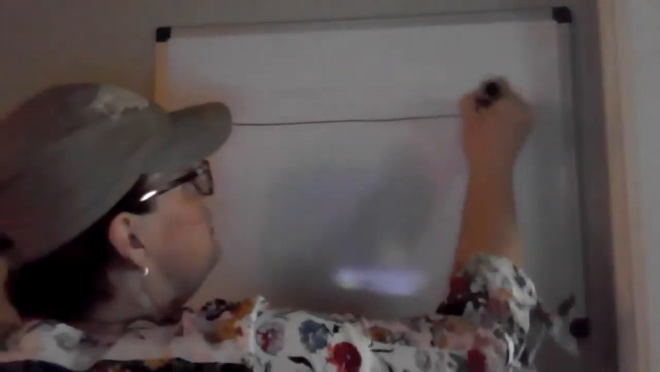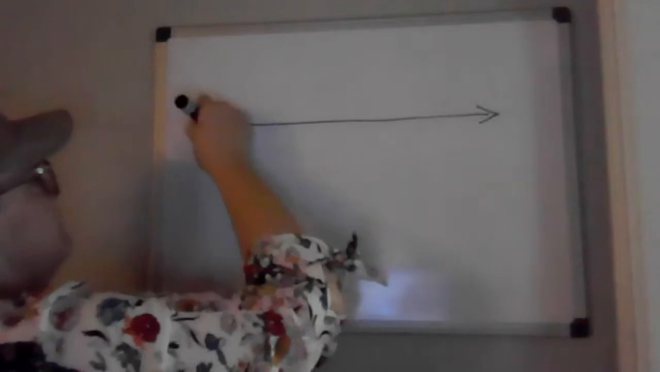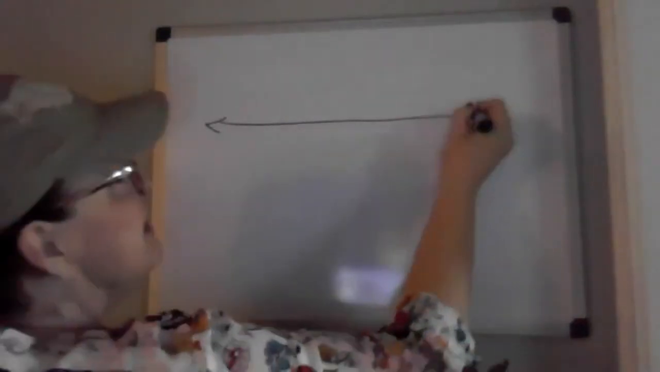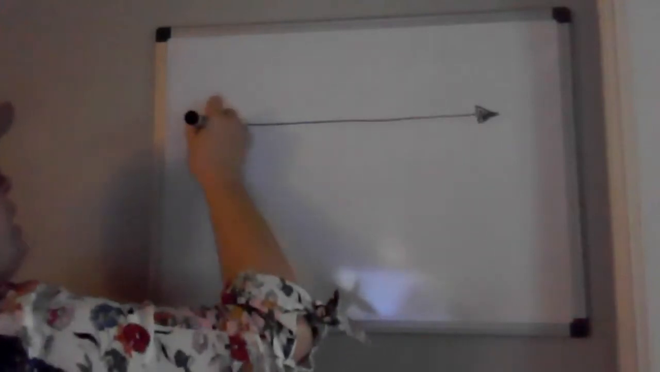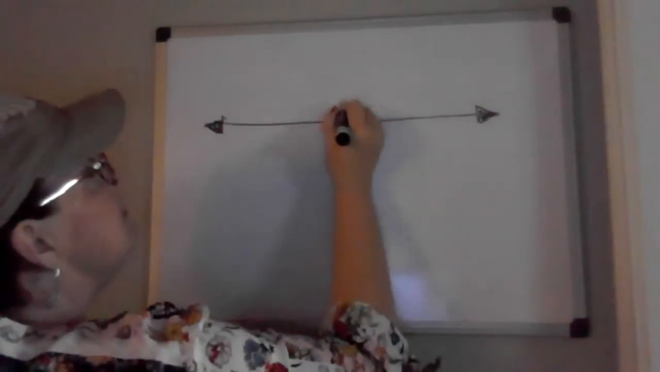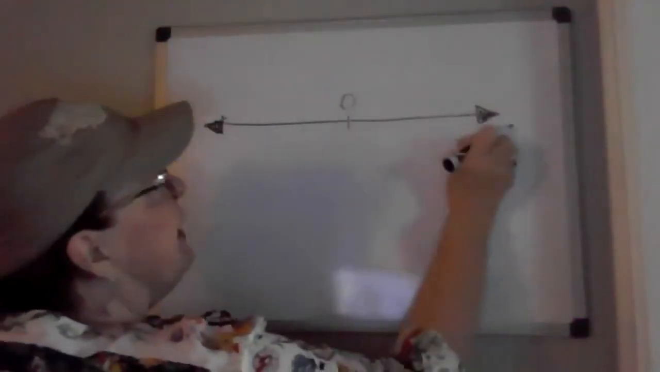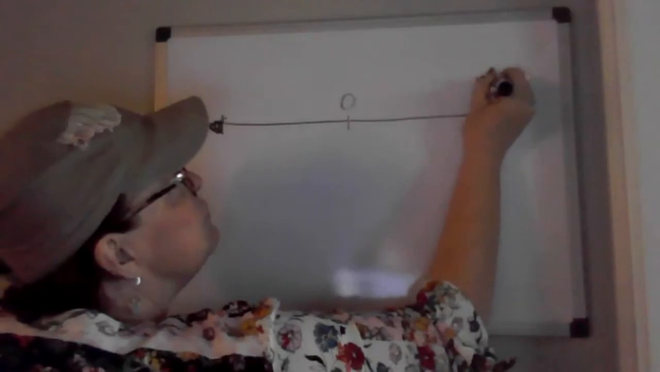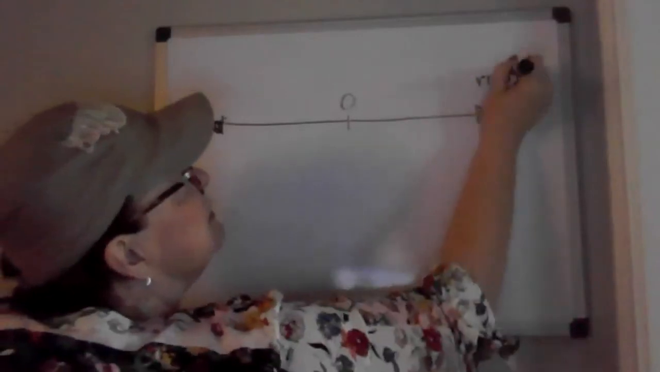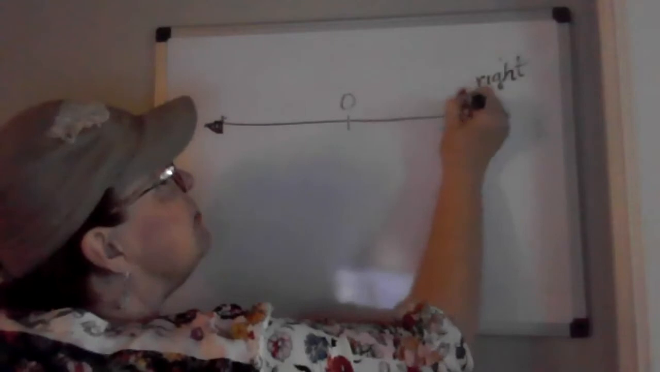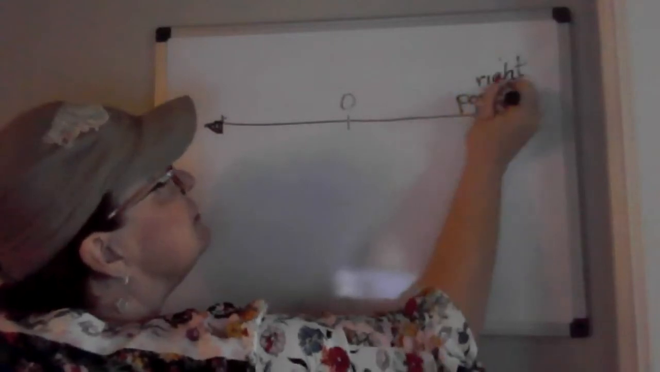So here we go. A number line is one-dimensional. It goes indefinitely. That's why it has arrows on the end. It goes on forever and ever in both opposite directions. Right now, I am going to make the center be 0. And as we move to the right, we're going in a positive direction.